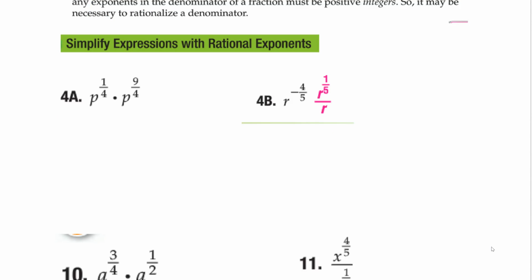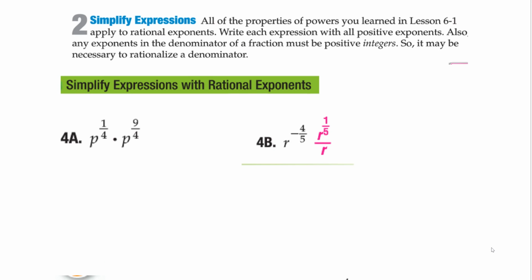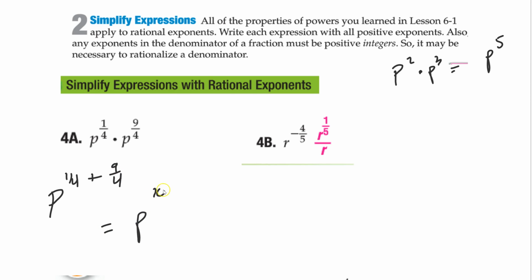Now let's talk about simplifying expressions. Look at this first one here. I'm going to do an equivalent problem first. Let's say I gave you p squared times p cubed. You just add the powers. P to the 5th, 2 plus 3. Same thing here. I don't care if it's a rational exponent, you do the exact same thing. 1/4, same base, so add the powers. 9 over 4. In this case I get p to the 10 over 4, also known as p to the 5/2.